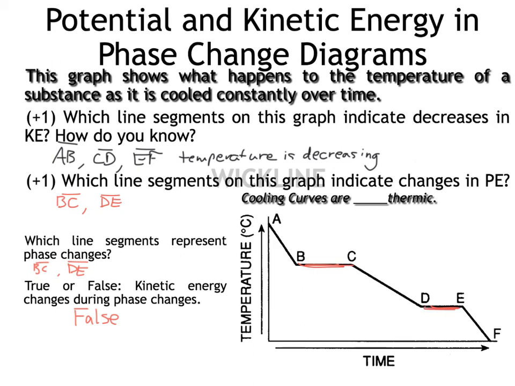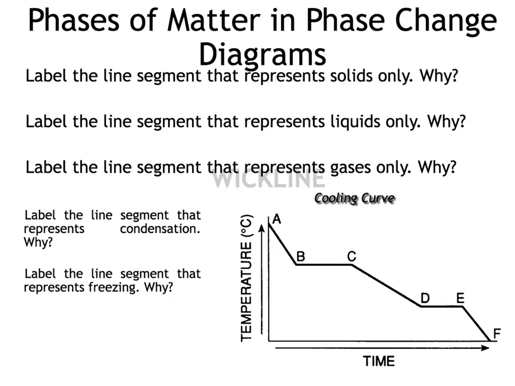And during those areas, you can see that the energy in terms of temperature, the kinetic energy, is not changing. So during phase changes, kinetic energy actually is constant. All right, so this graph is really just about the phases of matter in these diagrams. The line segment that represents solids only is line segment EF. And the reason for that is because the area that I'm indicating here, point E, this is the last appearance of a liquid.